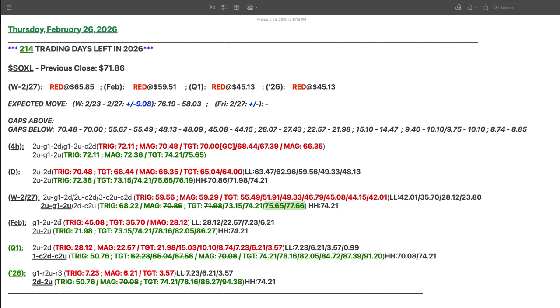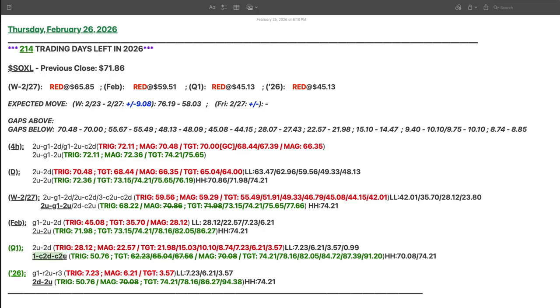On the month, we did trigger the 2 up on the month, but we are no longer in force, right? The trigger was 71.98. We closed at 71.86, so we're not in force. We're not above that level, but we did still trigger it. That's why it's underlined. Once we're back in force, we'll put it in bold, but at least we know it did trigger. Triggered at 71.98, and we've got the extended targets out here for you, including that all-time high, right?